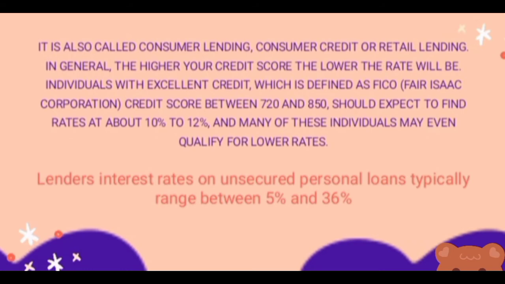In general, the higher your credit score, the lower the rate will be. Individuals with excellent credit, which is defined as a FICO, or Fair Isaac Corporation, credit score between 720 and 850, should expect to find rates at about 10% to 12%, and many of these individuals may even qualify for lower rates. Lenders' interest rates on unsecured personal loans typically range between 5% to 36%.